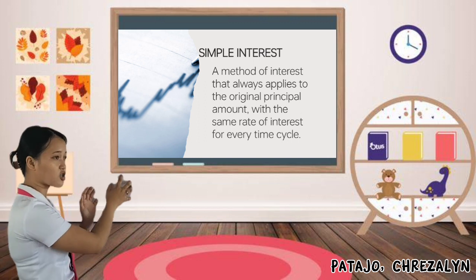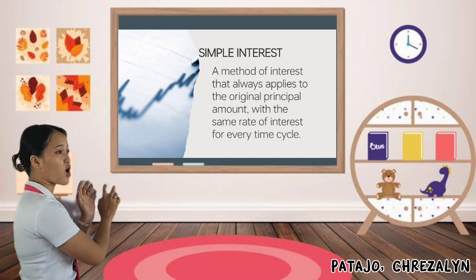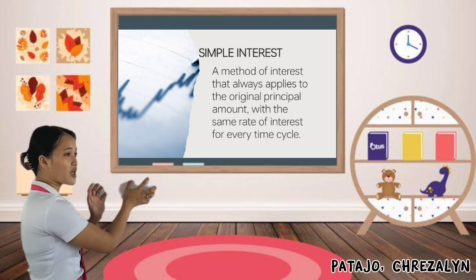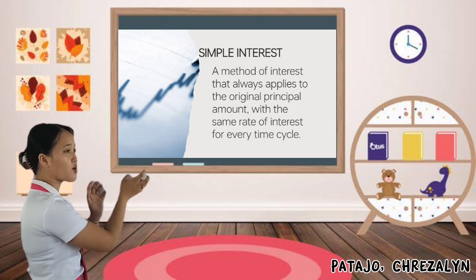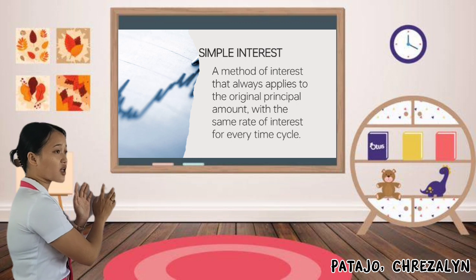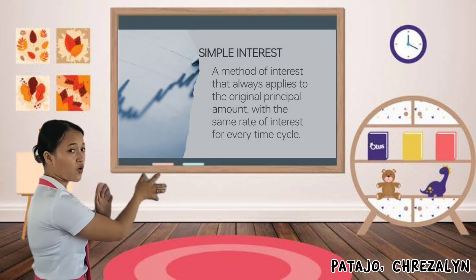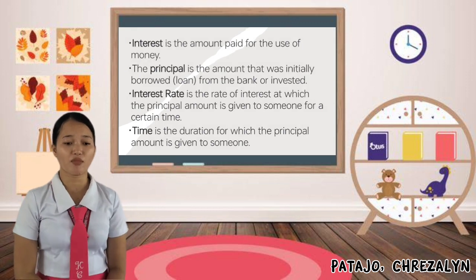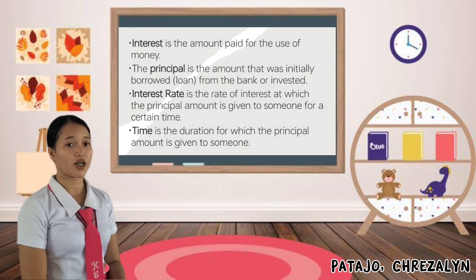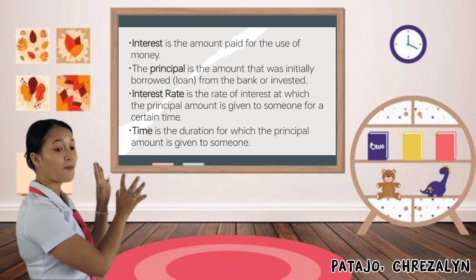So, it just repeats, the interest on your original price or original loan, that is also what you pay until your loan or investment in the bank is finished. Interest is the amount paid for the use of money. That is your payment.